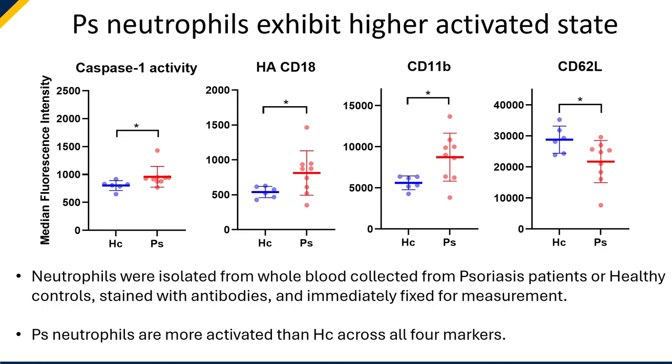Neutrophils are isolated from whole blood, stained with antibodies, and immediately fixed for this measurement. We observed that psoriasis neutrophils are more activated than healthy controls across all four of our activation markers. This demonstrates that psoriatic neutrophils already exhibit a higher activated state while in circulation.